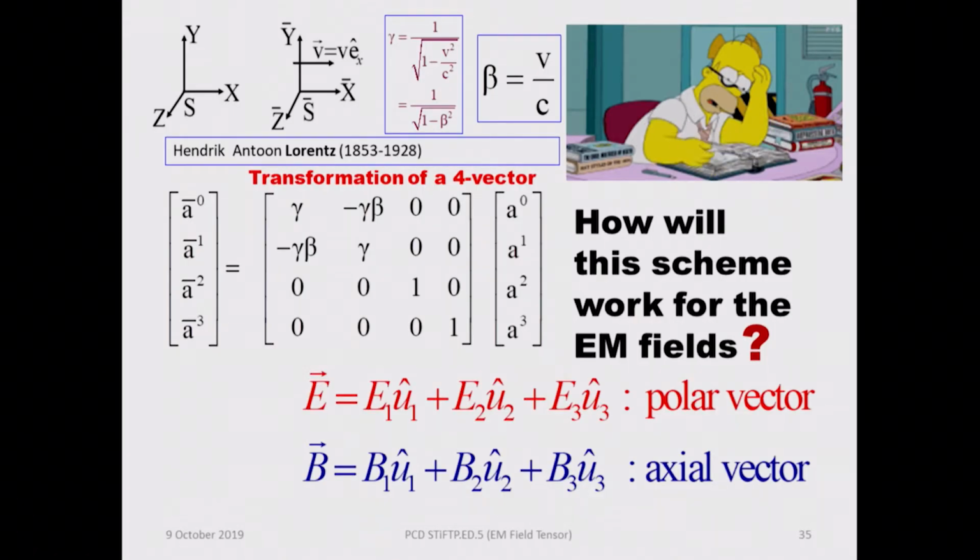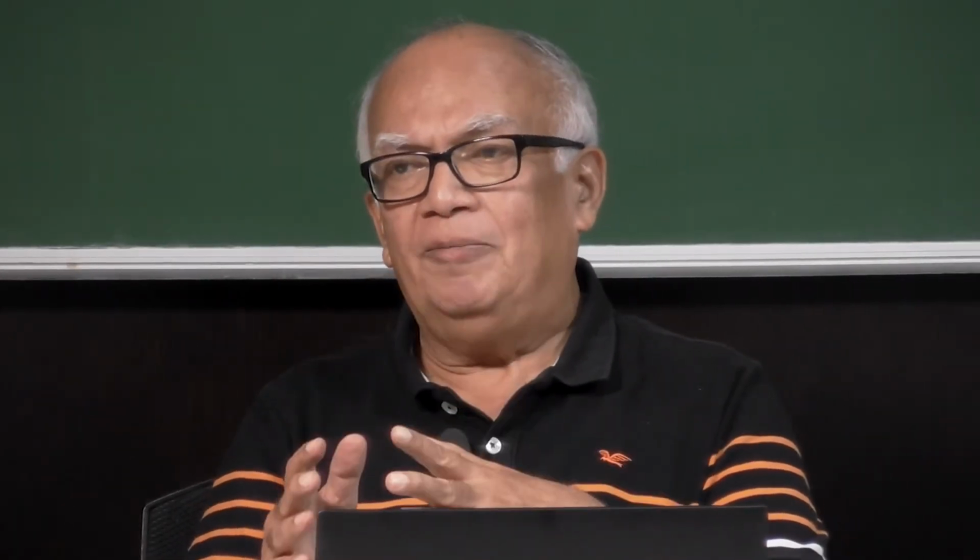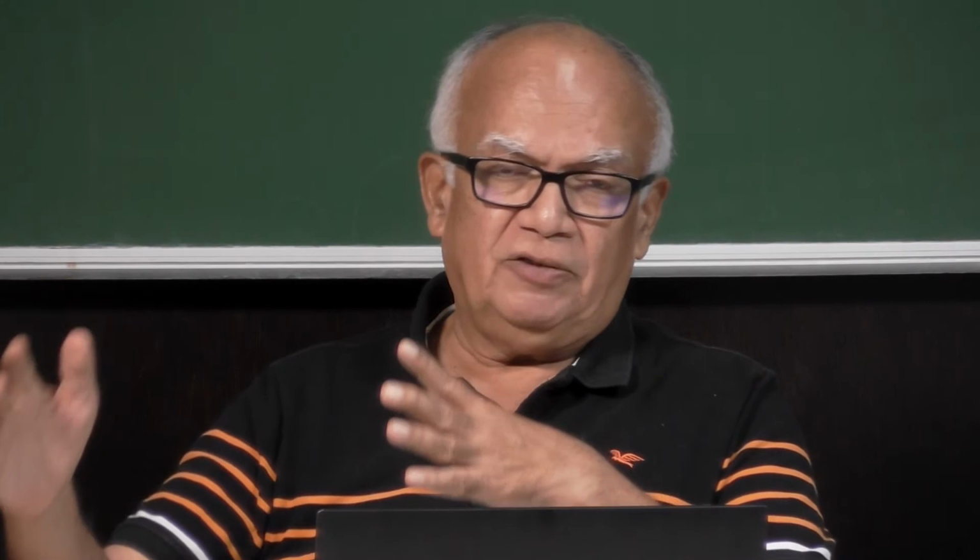And we are worried about how we will make this scheme work for a polar vector and an axial vector, which are both required to describe the electromagnetic field. And we talk about the electromagnetic field as something that is unified. Okay? Maxwell unified electricity and magnetism. And how did we see the unification? We saw that the vector function of one is equal to the vector function of another.